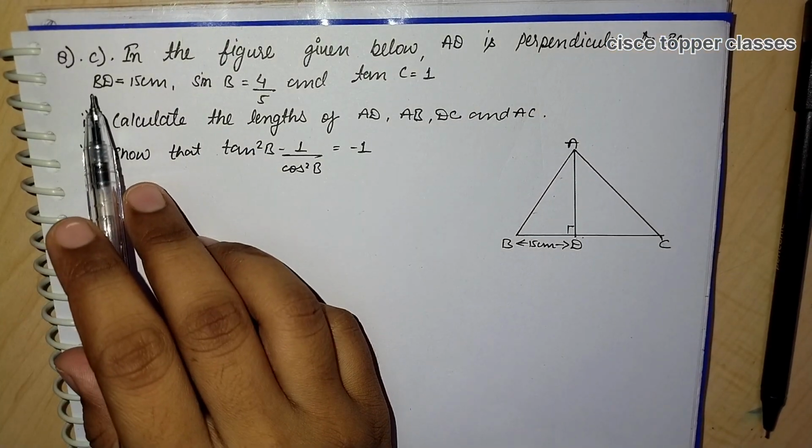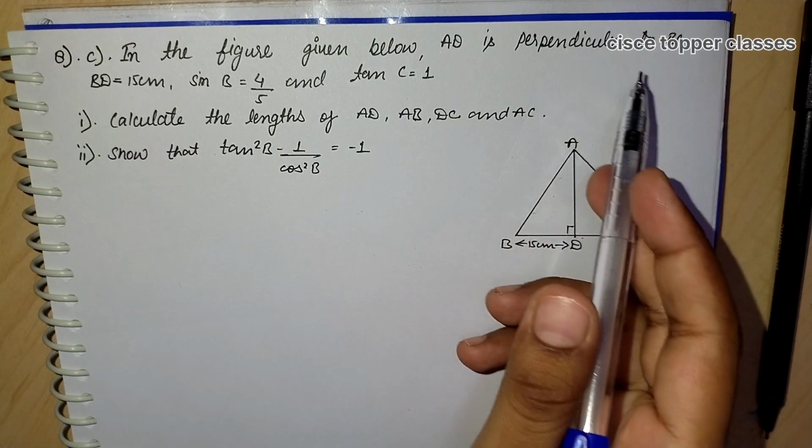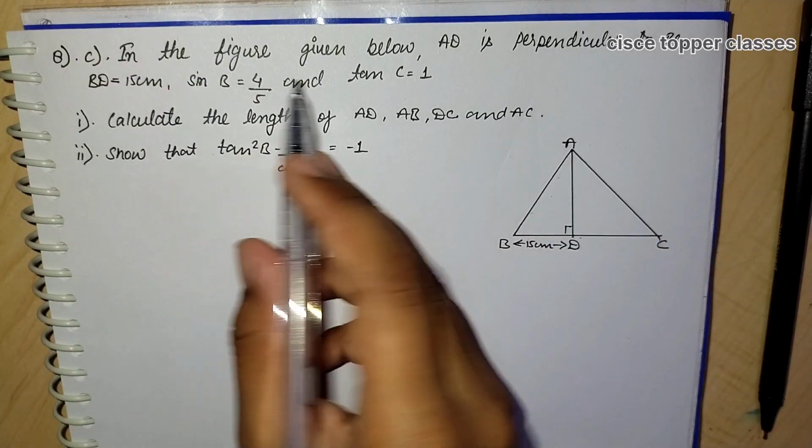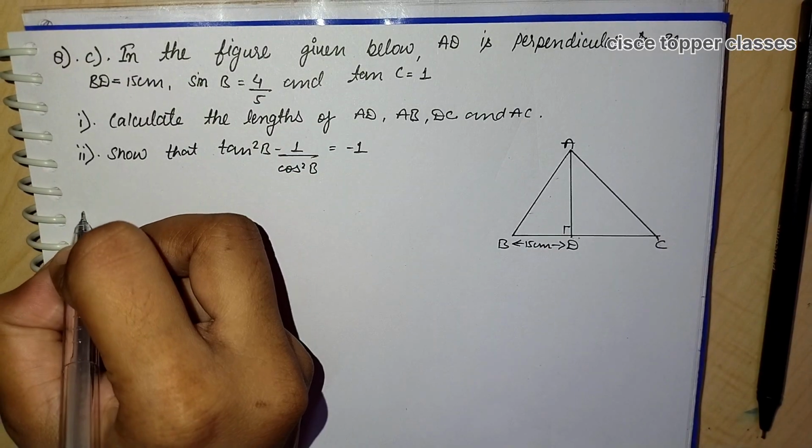Now let us solve here 8 third part. In the figure given below, AD is perpendicular to BC. BD is given to us as 15 centimeter. Sin B and tan C is given to us.